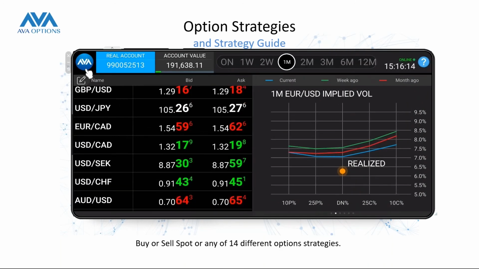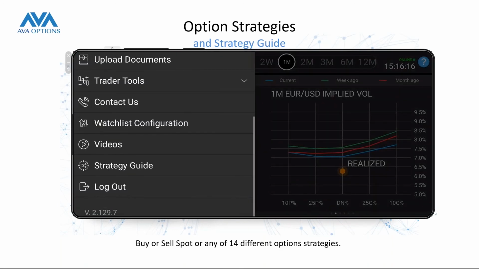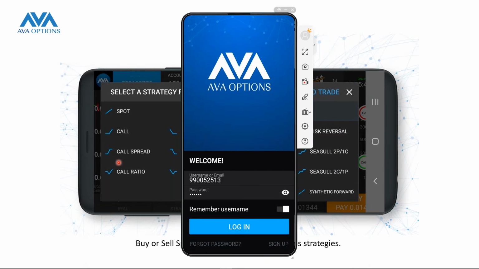Okay, let's log out. When you first load the app, it's going to look like this. You're going to have a login screen. If you don't have an account yet, you can register for an account either in the app under sign up and get a demo account, or you can sign up for a real account, or you can go in through our websites. I already have this account. I'm going to log in.